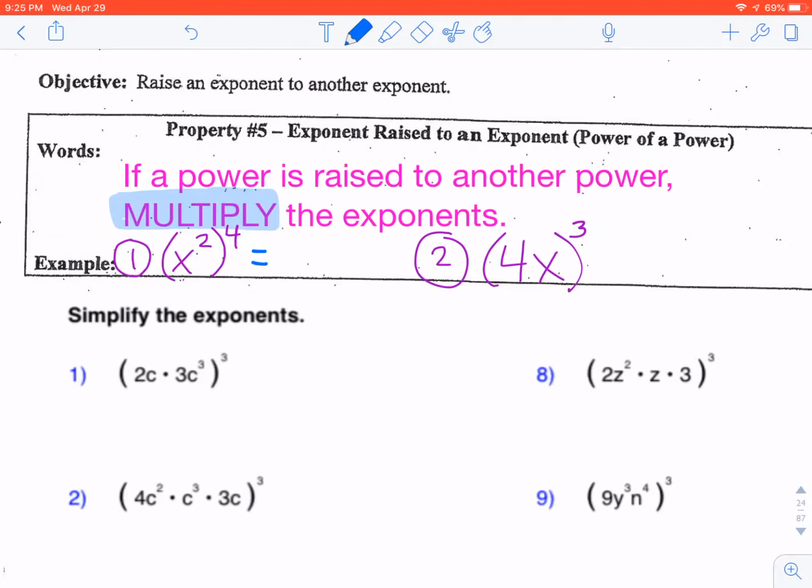For example, if you have x to the second to the fourth power, you rewrite your base of x. 2 times 4 is 8. So your answer would be x to the 8th.